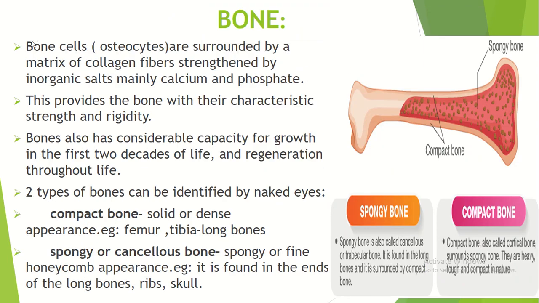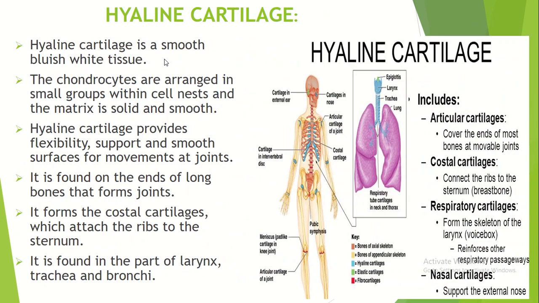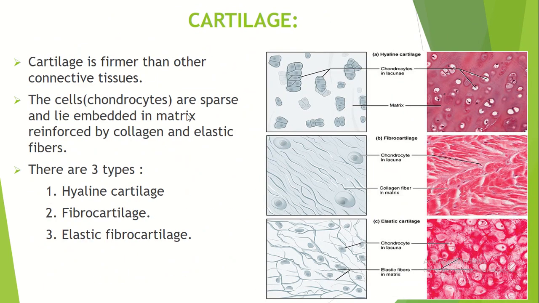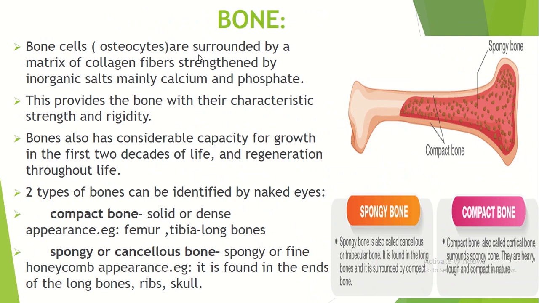Last one is the bone. The bone cells are called osteocytes, and the cartilage cells are called chondrocytes. The osteocytes are surrounded by a matrix of collagen fibers strengthened by inorganic salts, mainly calcium and phosphate. We know that bone contains calcium and phosphate, but it binds with the collagen fibers so that it is very firm, and it also contains the bone cells.